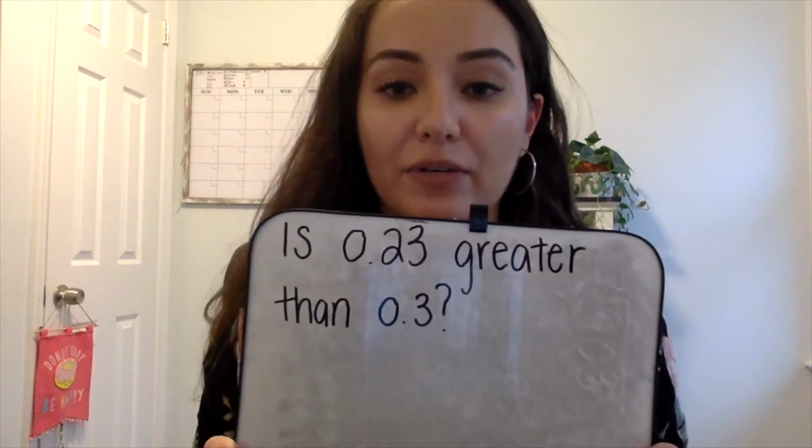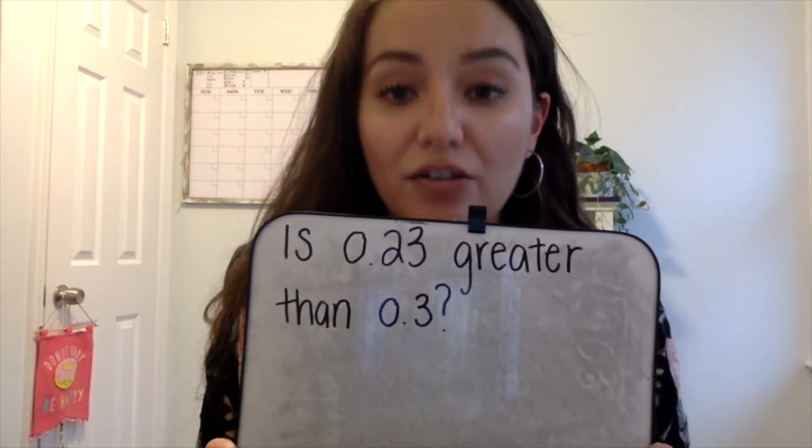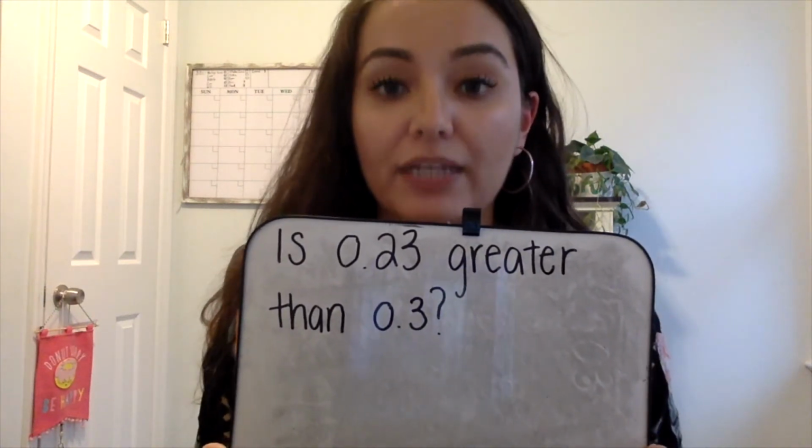We are comparing these two decimals. Now, I would ask you this all the time in class. When we are comparing two decimals, what are we doing with them? Yes, we are seeing which one is greater, which one is less, or if they are equal, okay? So this is what we need to find out. Is 23 hundredths greater than 3/10?